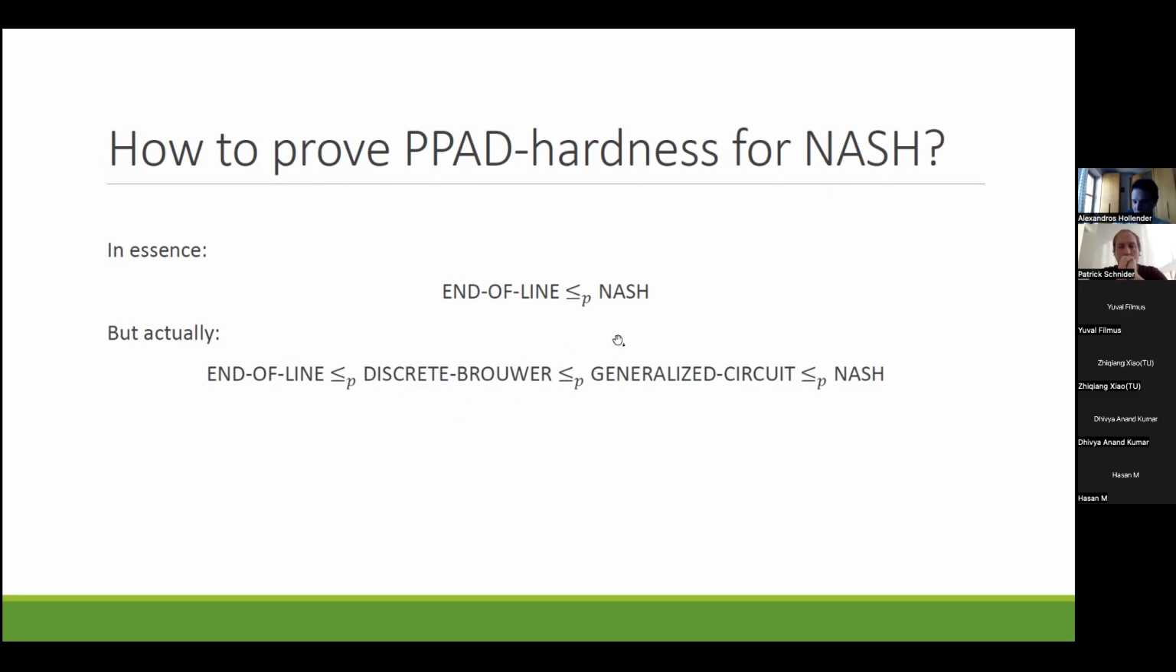And then the second step of the reduction transforms this topological problem into some kind of a constraint satisfaction problem, into a set of constraints that need to be satisfied. This is a so-called generalized circuit problem. And then the final step takes this generalized circuit problem and reduces it to the Nash problem. This can be thought of as taking a problem with some kind of constraints and constructing a game, namely a specific instance of Nash, where these constraints are necessarily enforced at any Nash equilibrium of the game.